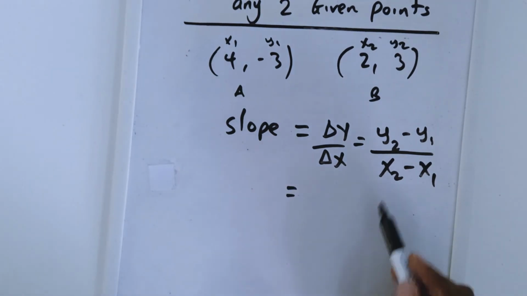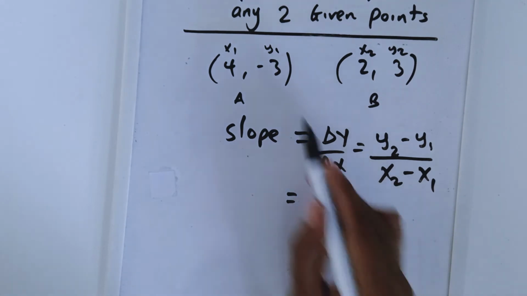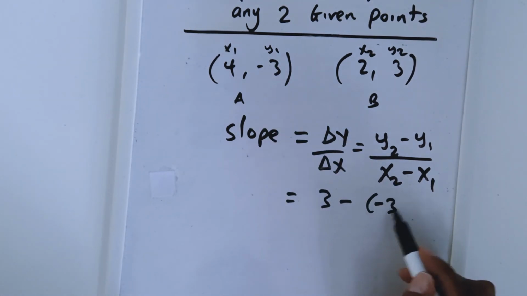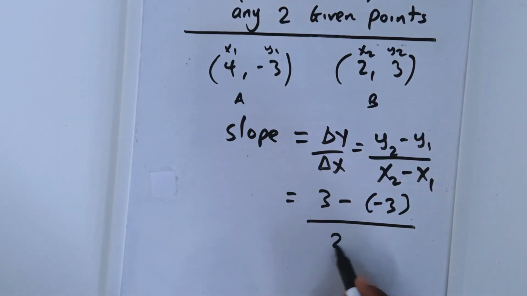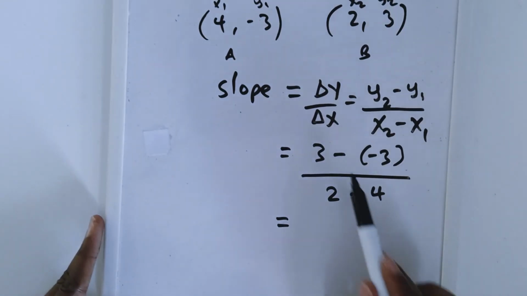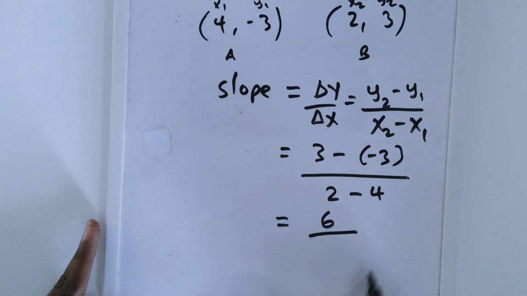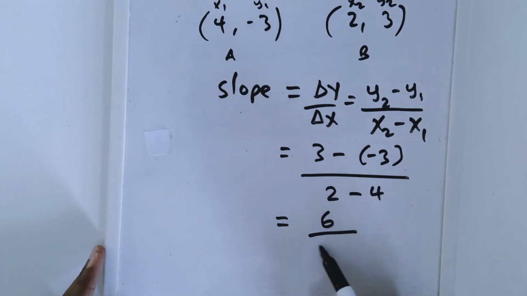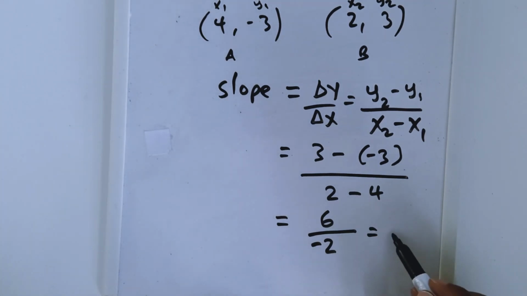So that gives me my y2 is 3 minus, what is my y1? y1 is negative 3, so negative 3, divided by, what is x2? x2 is 2 minus, what is x1? x1 is 4. In this case, what do you get? So 3 minus negative 3 gives me 6, divided by 2 minus 4, this is negative 2. So when you divide this, what do you get? That is negative 3 as the slope of this line.